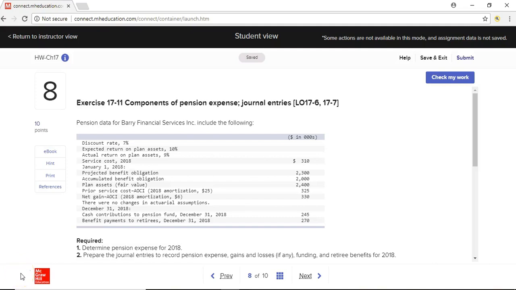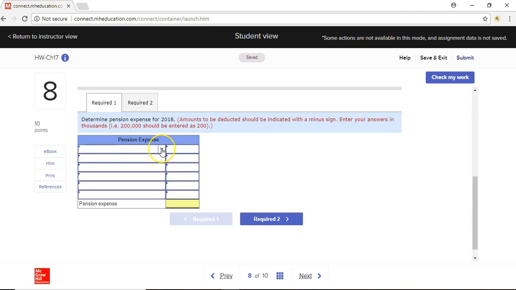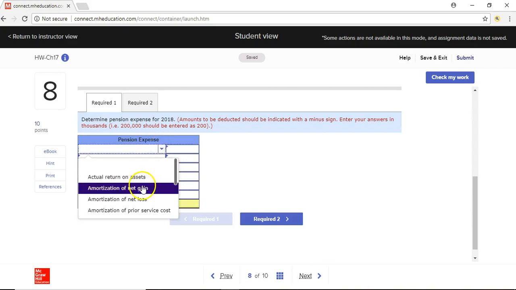Exercise 17-11 asks us to determine pension expense and do journal entries for PBOs and plan assets. Okay, let's start with the first requirement: determine pension expense for 2018. Above, we will put components.